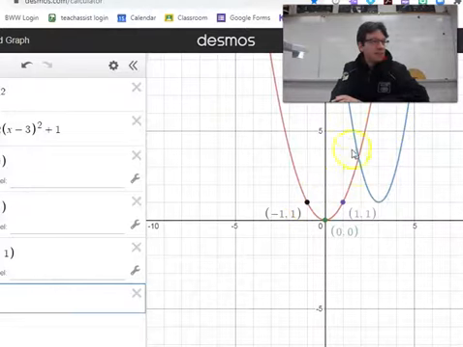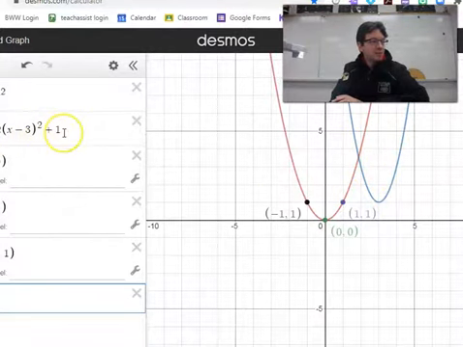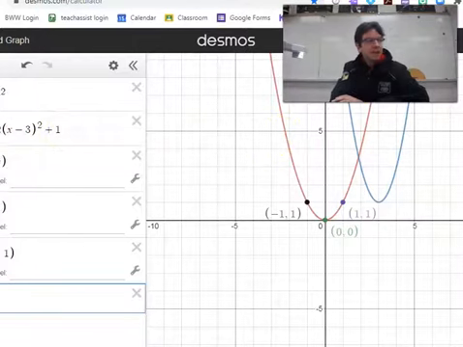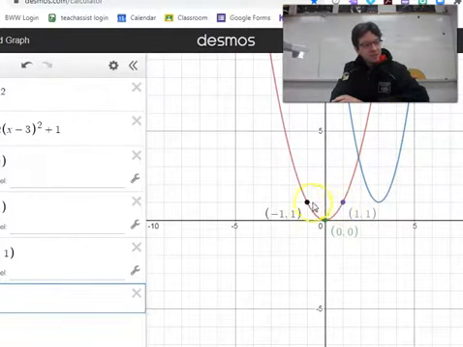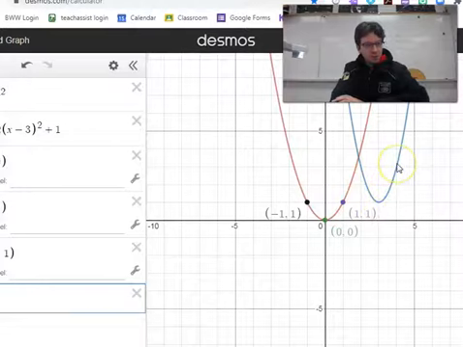This graph over here is another equation. I wrote it as 2 times (x minus 3) squared plus 1, for example. To graph this one today, we're going to take each of these 3 points and find out where they moved to on this graph. So it's called point-to-point transformation.